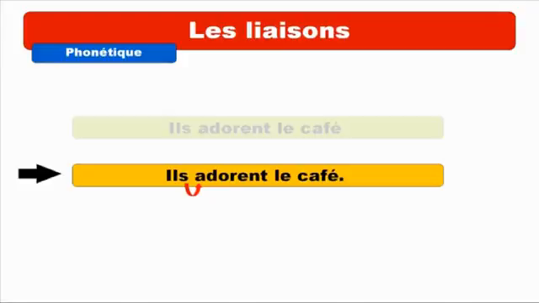So actually liaison means link. If you want to link the words, in this case you will get "ils adorent le café." You can see the difference between the first one, which was "ils adorent le café," and the second one, which is "ils adorent le café." Okay, so let's see now six examples.